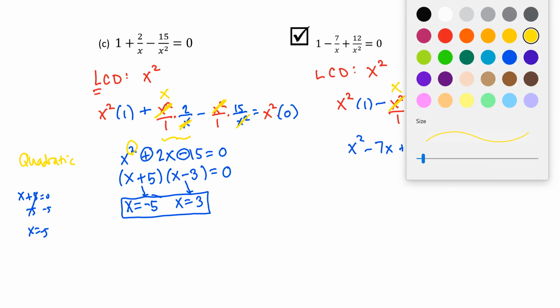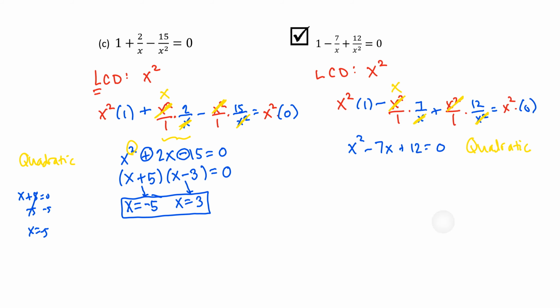So we can solve this very efficiently by factoring. Or if you prefer, you're welcome to do the quadratic formula. In this case, our 2 signs are going to be the same, and this one tells me they're both going to be negative. So we need 2 factors of 12 with a sum of 7. That would be 3 and 4. So the 2 solutions to this equation are x equals 3 and x equals 4.